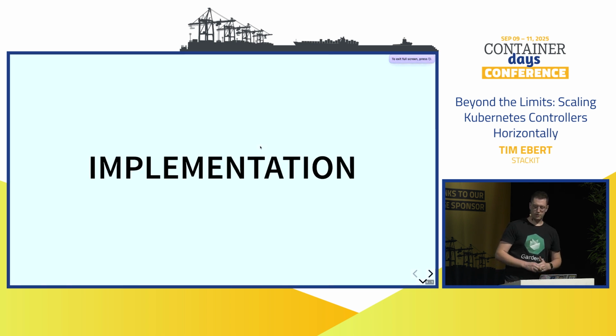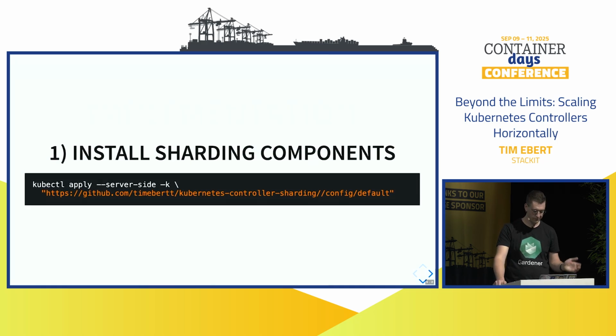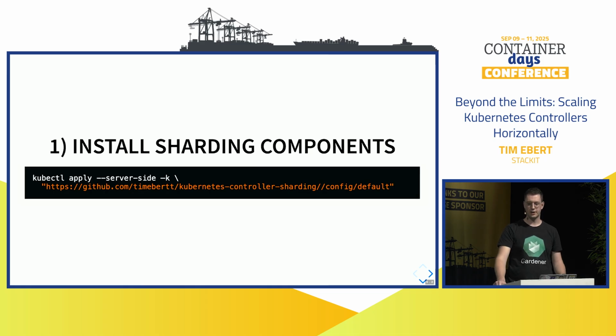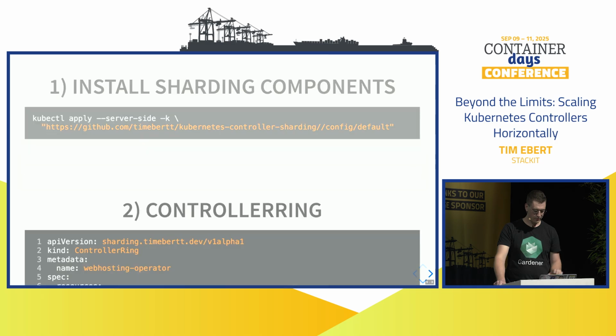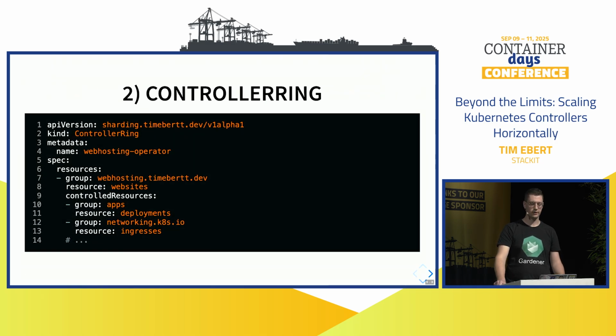So now that we know what Kubernetes controller sharding is about, you might ask yourself, how can I apply this to my own controllers? And I assure you, this is pretty simple. You just have to follow these 5 steps. First of all, let's install the sharding components, just a simple kubectl apply.